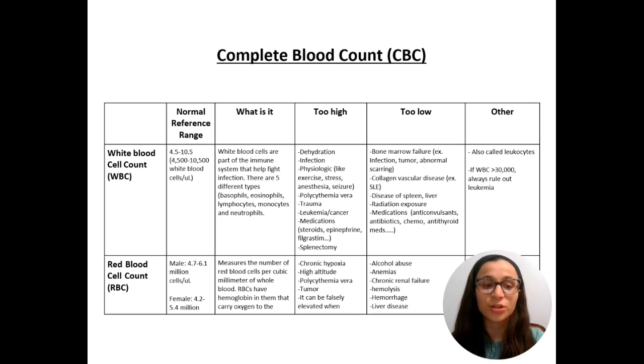Your next thing that you're going to be looking at in your CBC is your red blood cell count. It's slightly different between males and females, but pretty much 4 to 6. It measures the number of red blood cells per cubic millimeter of whole blood. Red blood cells have hemoglobin in them that carries oxygen to the tissues. So if it's too high, you'll see it in common things like chronic hypoxia and high altitude. A lot of times it's too low because you have anemias, renal failure, or hemolysis. There's some hemolysis going on.